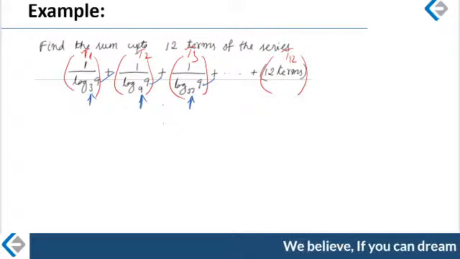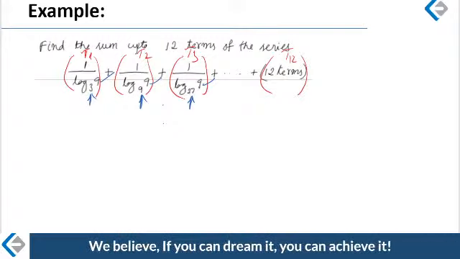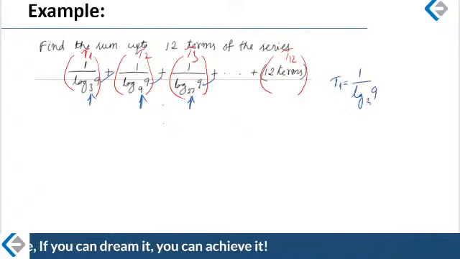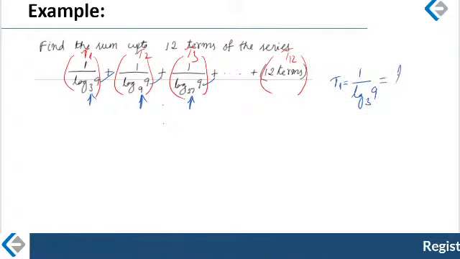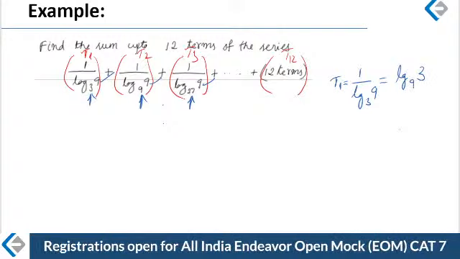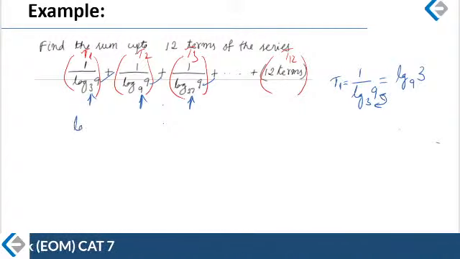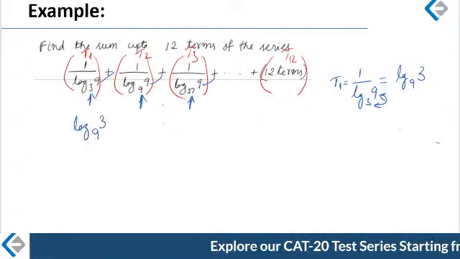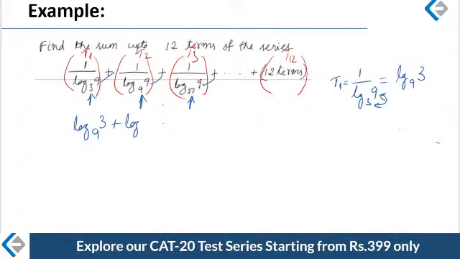Therefore, I will apply the inverse rule. Now take the first term, for example. What is my first term here? My first term is 1 divided by log 9 to the base 3. This can also be written as log 3 to the base 9. That's the inverse rule. If I take it to the numerator, these two elements will get interchanged. That's what we talked about, right? Therefore, the first term can be written as log 3 to the base 9. Second term can be written as log 9 to the base 9. Third term can be written as log 27 to the base 9, and so on.